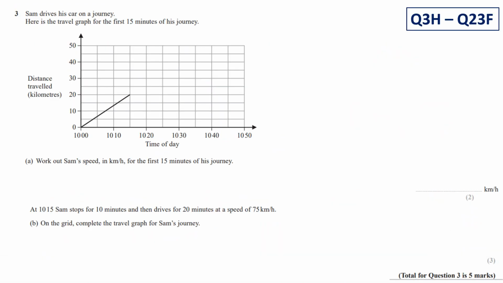Looking at question 3, we're told that Sam drives his car on a journey, and here is the travel graph for the first 15 minutes of his journey. Work out the speed in kilometers per hour for the first 15 minutes of his journey. Okay, so reading off the graph, I can see that Sam travels 20 kilometers in 15 minutes.